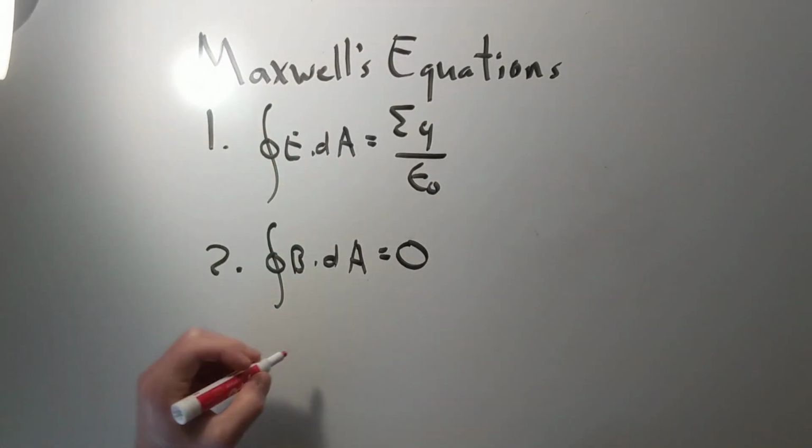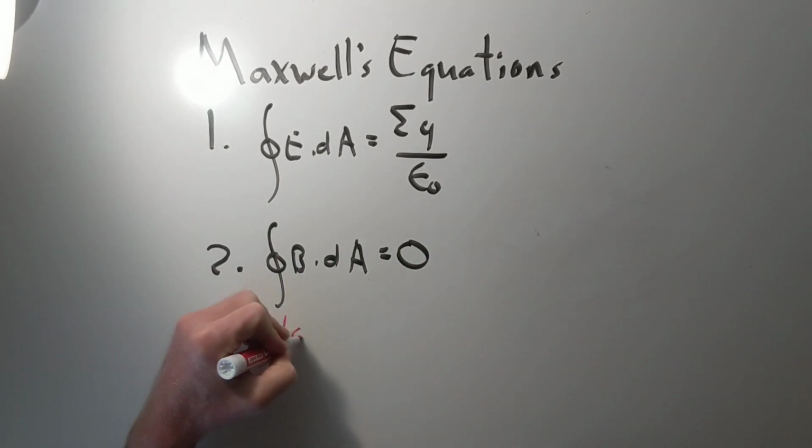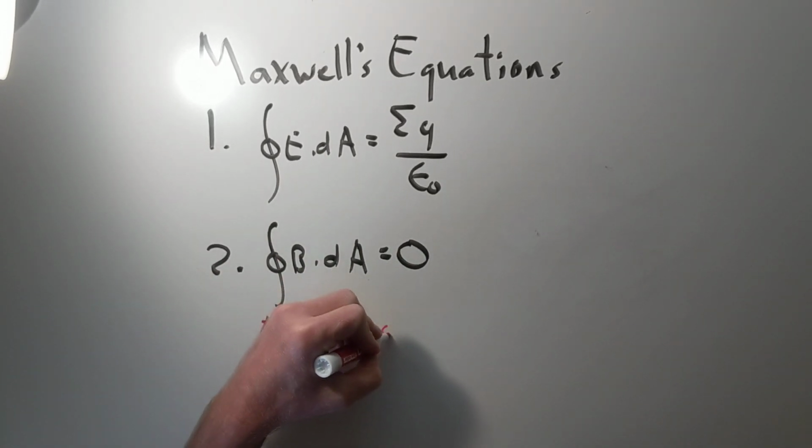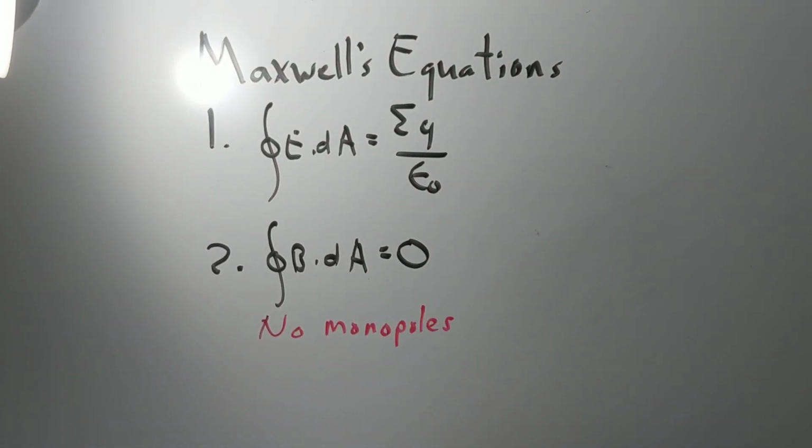So the first one was Gauss's law. The next one, which is really called Gauss's law for magnetism, really means there's no monopoles. So there's our first two.